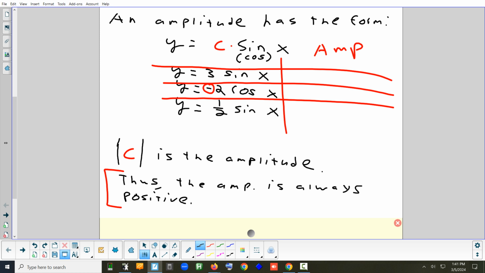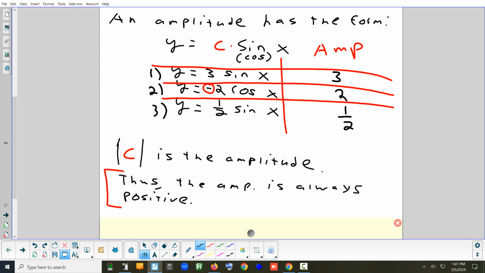So what would be the amplitude of the first one? 3. It's the absolute value of the number that's in front. So that's 3. How about the amplitude of the second one? 2. Even though there's a negative in there, the negative doesn't affect the amplitude. The negative flips it. But the amplitude is still 2. So negative has an effect on the picture, no effect on the amplitude. And how about the last one? What's the amplitude there?